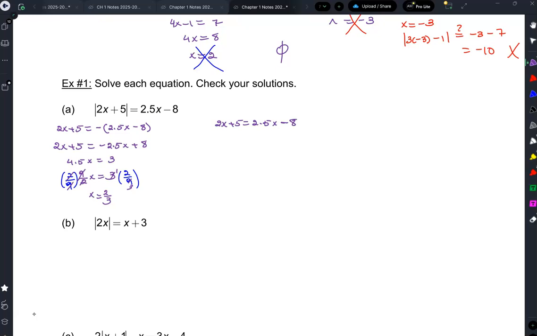Okay, and then I'll do this one now. So what do we get here? We're going to subtract 2.5x. So negative 0.5x plus 5 equals negative 8. I'm just going to write that as negative half x equals negative 13. So x is 26. Okay, let's check.